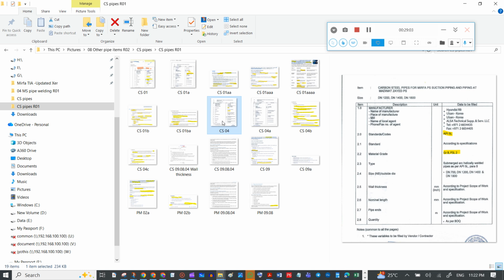Okay, this is for API 5L Grade B PSL2. This is for 700, 1200, 1000. We are used in piping also.